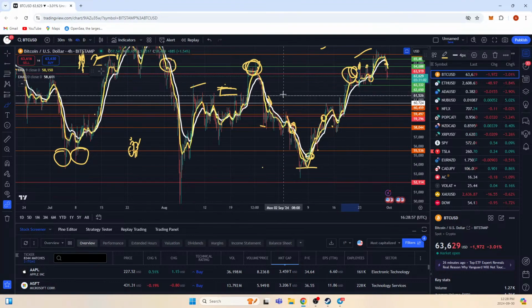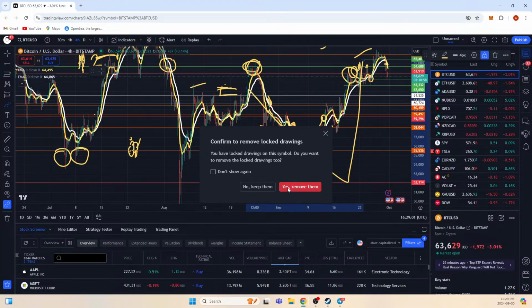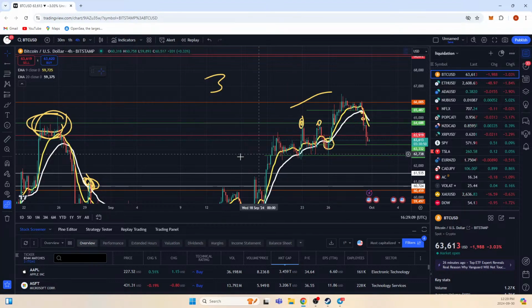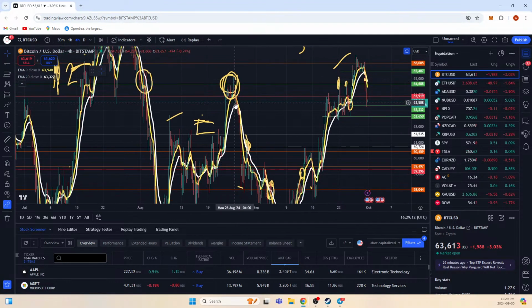That's where the moveset ended. V-shaped formation is complete. Do you guys see why I teach you guys this stuff? Because this is not something that you would just spot earlier on. You would have to understand that V-shaped formations, mostly on a 4-hour time frame, if there's a large V-shaped formation, that's where your entry is.